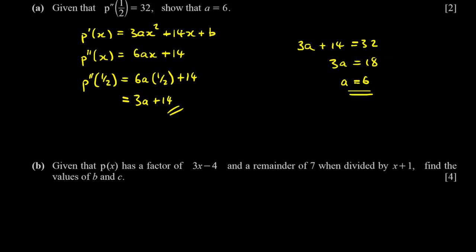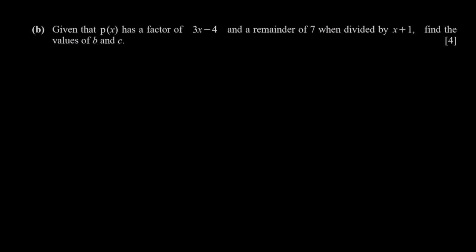Part B, we're given that p of x has a factor of 3x minus 4 and a remainder of 7 when divided by x plus 1. Well, we've got two statements here, right? The factor is 3x minus 4, and the statement about a remainder when we divide by x plus 1. Let's deal with the first statement. Firstly, if we have a factor of 3x minus 4, we can find the corresponding root by setting that equal to 0. We rearrange, and what we're going to get is x is equal to 4/3.